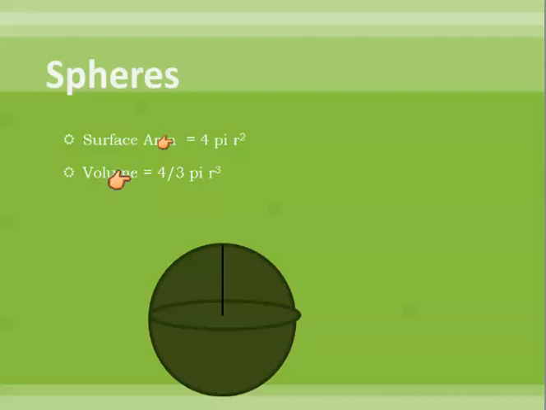Really simple to do. Volume, 4/3. I know that's a little bit weird fraction, but it's still one you can use. 4/3 pi times the radius cubed. Well, we're talking about volume, so cubing is not that unusual here. So it's just going to be to the third power for that radius.